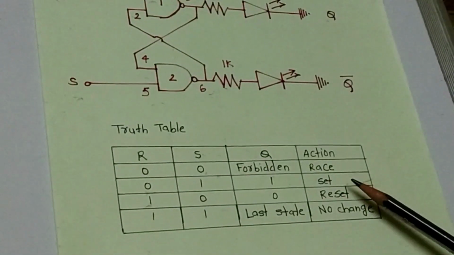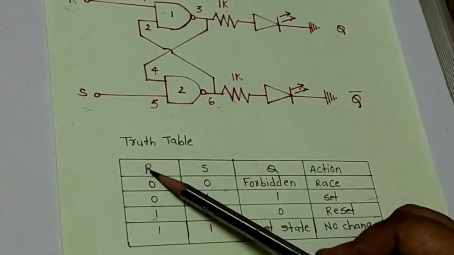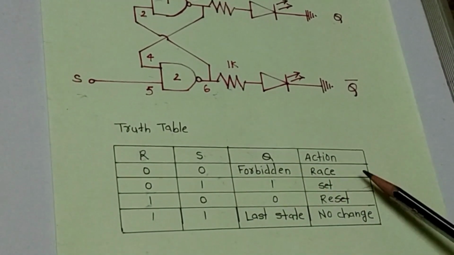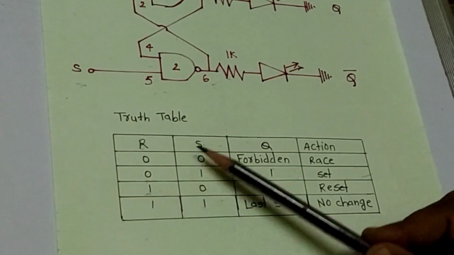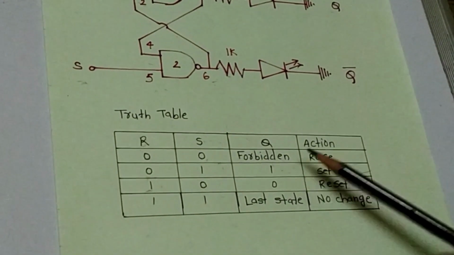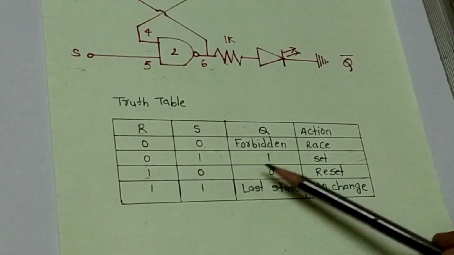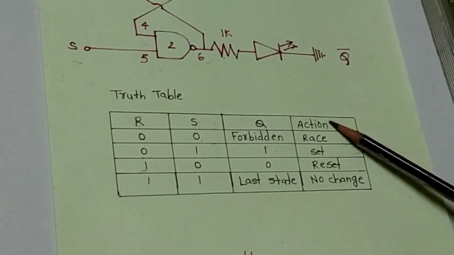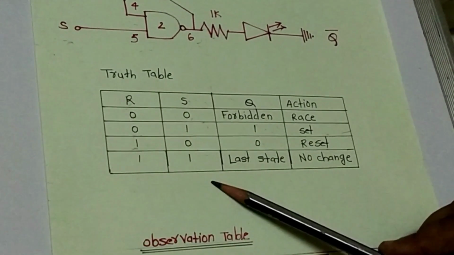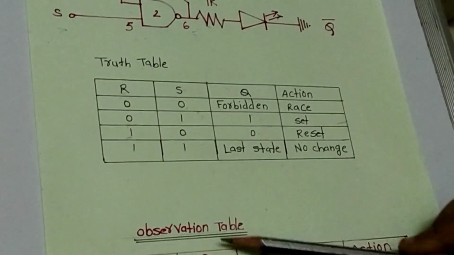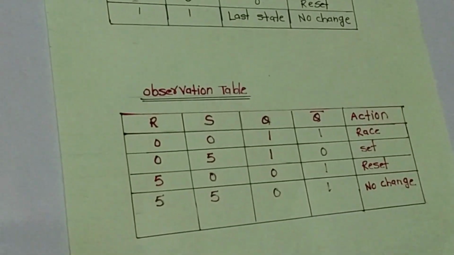This is the truth table of the circuit. R and S both are 0, 0: output is forbidden, action is race. R is 0, S is 1: output is 1, action is set. R is 1, S is 0: output is 0, action is reset. Both are 1, 1: the last state and no change. This is the observation table.